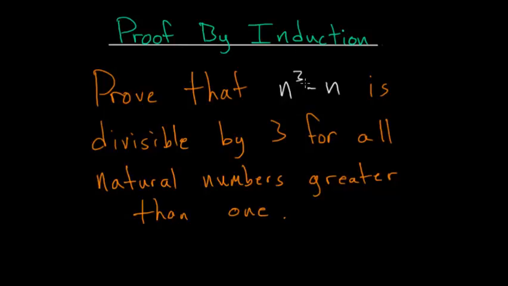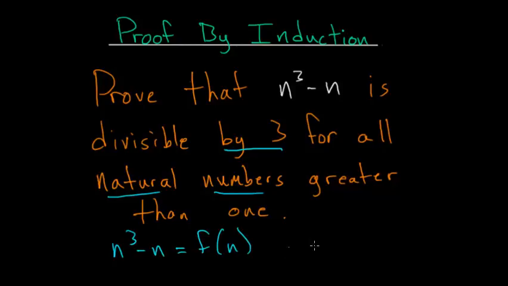Prove that n to the third power minus n is divisible by 3 for all natural numbers greater than 1. So for this problem, we use a proof by induction. Let's first start by saying that n to the third minus n is equal to a function, f of n. Now, using induction, we just have to check for the first case, and then check for the n plus 1 case. So the first case is the natural number that's just greater than 1, or 2.